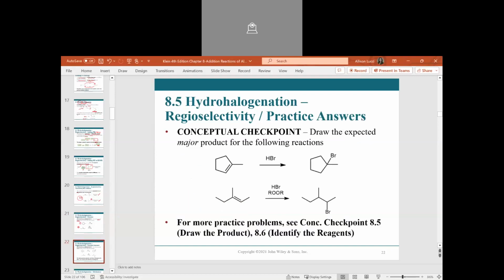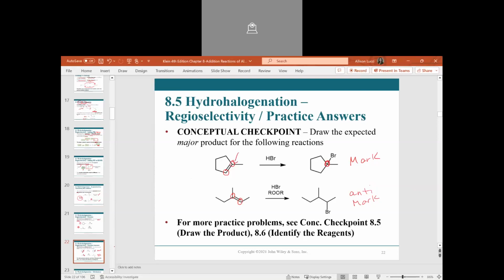So we have our vinylic positions to choose from. Both of these are vinylic positions, and we want to know which will add the bromine and which will add the hydrogen. We have Markovnikov addition expected here, and then anti-Markovnikov down here. With the Markovnikov addition, we look for the more highly substituted position, and that's where we see the bromine has added.